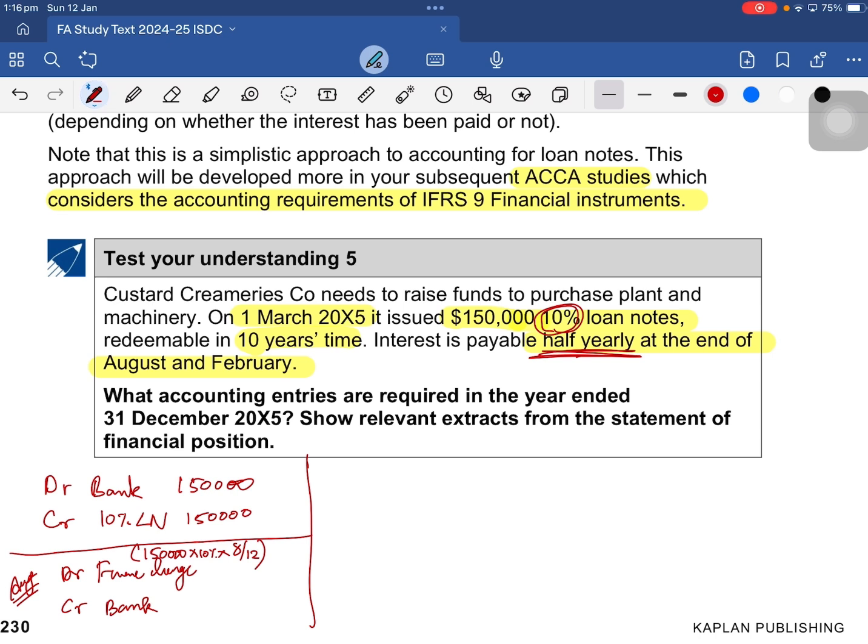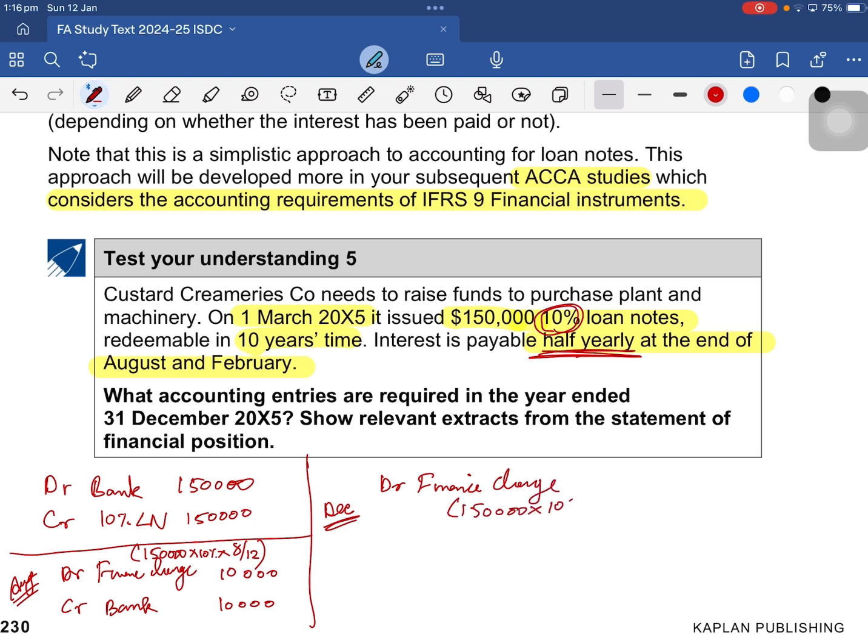And let's just calculate the value. It would be better. Into 0.1 into 8 by 12. So that is 10,000. And after that, your year ending is on December, right? So on December, you're going to pay finance cost again. But this time, how much do you pay?